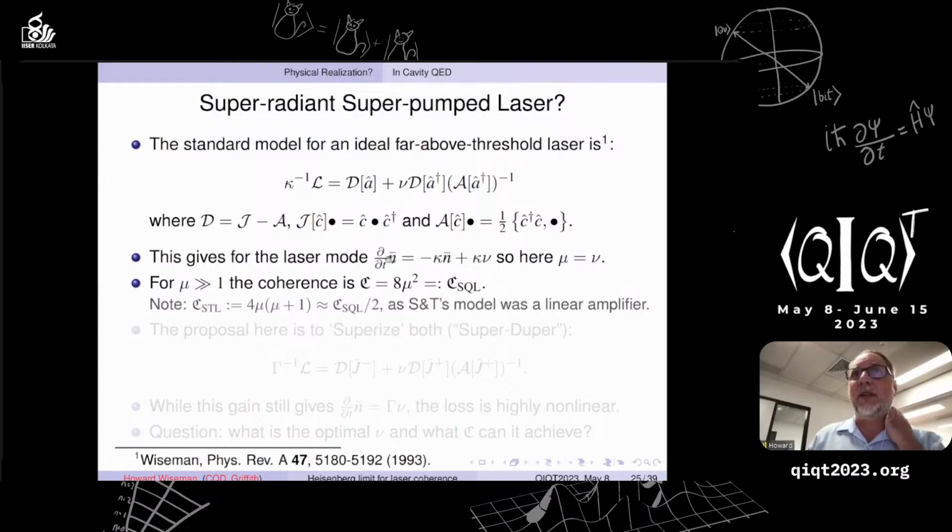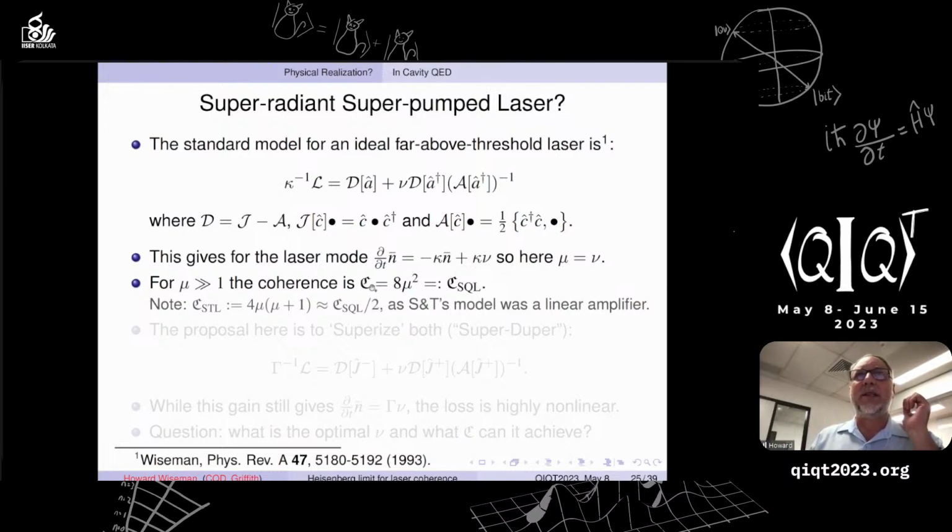I'm not going to explain where this comes from, but what this gives is linear loss, which means if I look at the rate of change of the mean number of photons, I get a minus kappa times n bar, the kappa coming from here, moving it to this side. This is an equation for the Lindbladian operator, or Liouvillian superoperator, I should say. So I get linear loss, and then this model for the gain gives me exactly constant gain. Not linear, as I'd have in a linear amplifier, but constant gain because it's modeling far above threshold. So in this particular case, the mean number turns out to just equal this parameter nu.